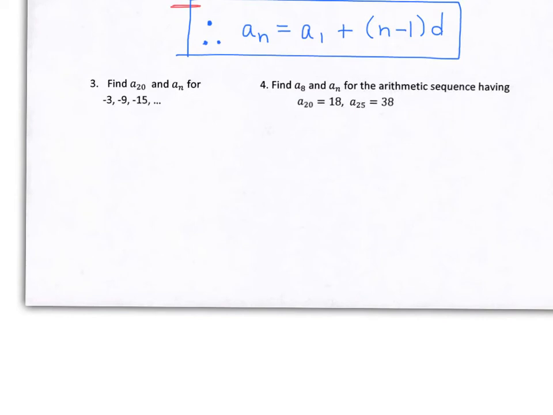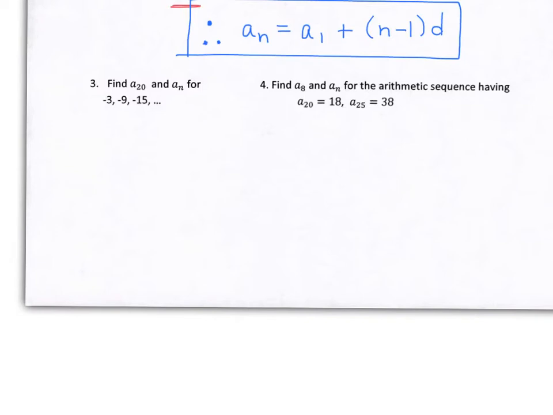Okay, looking at our first one, find a sub 20 and a sub n for negative 3, negative 9, negative 15. So that's our sequence. Like I said, many different ways of doing this. Some people like to find their general formula that a sub n equals this, and then plug in for a sub 20. I want to get more practice just using our new arithmetic sequence formula, so I'm going to use that first to find a sub 20. Okay, so a sub 20 is my goal.